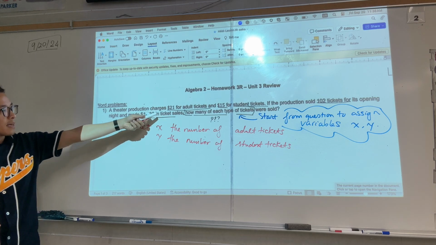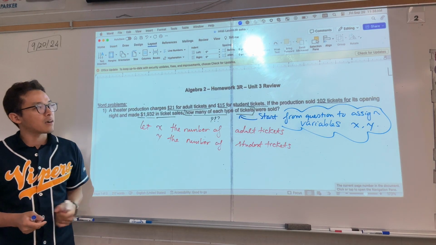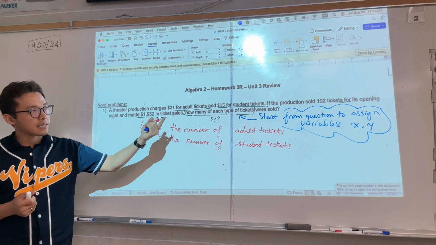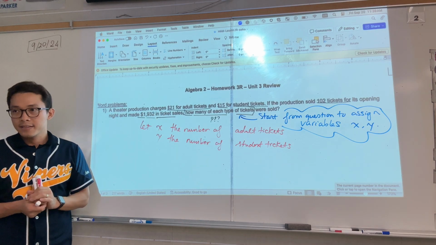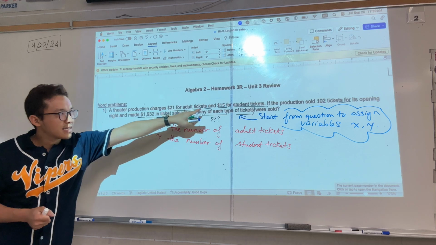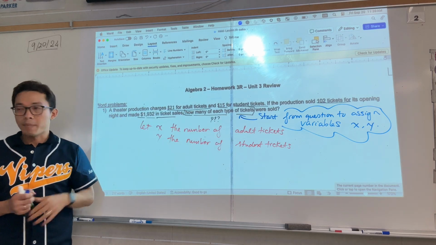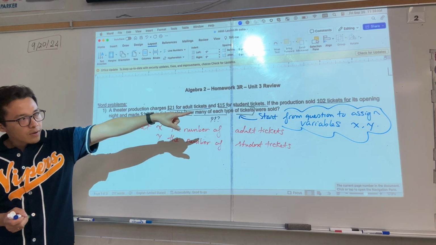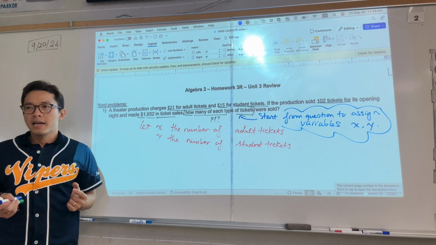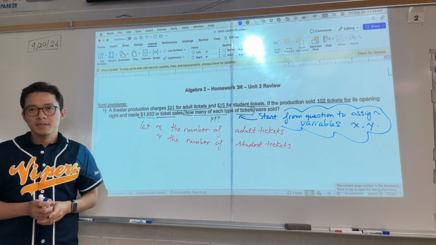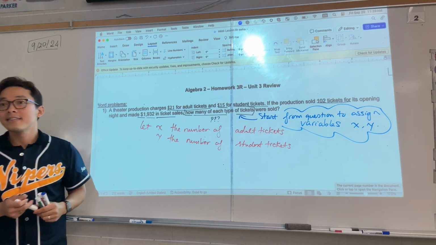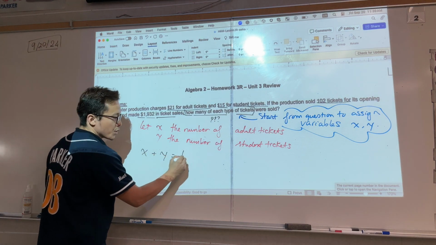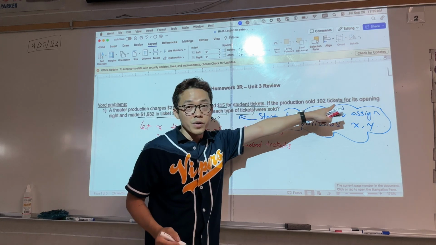Let's look at the first one. They charge $21 for the adult ticket and $15 for the student ticket. And then for the production, they show the total is 102 tickets. So how do you link this information with x and y? Remember, x is the number of adult tickets, y is the number of student tickets. So what is 102 going to do? What is the relationship? How do you connect x and y with 102? Dante? X plus y, that's it? Equal to 102. It is plus because they say the total is 102, right?